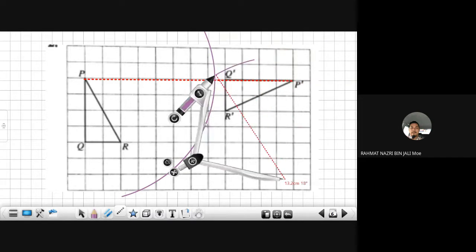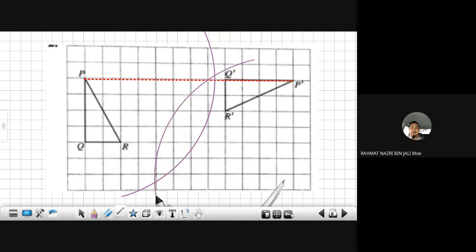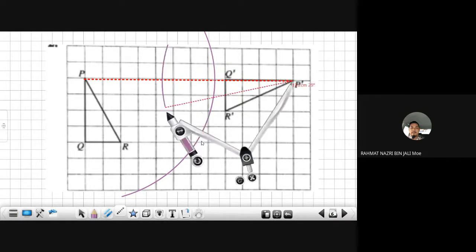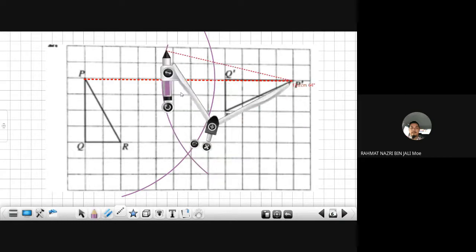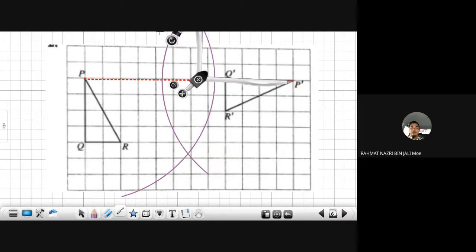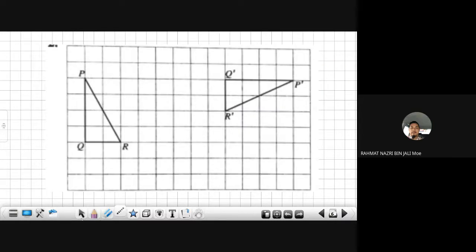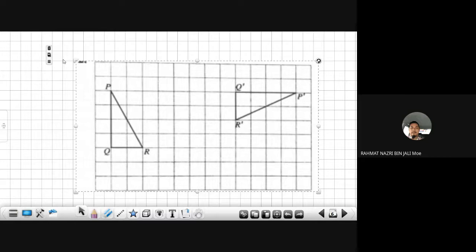Saya perlu pusing dulu. Okay, saya adjust protector saya. Okay, kemudian saya rotate yang kedua. Okay. Jadi yang atas ni tak nampak sebab terlebih besar. Saya kecilkan dulu gambar ni supaya dapat lukis. Okay, saya adjust dulu gambar ini kecil.